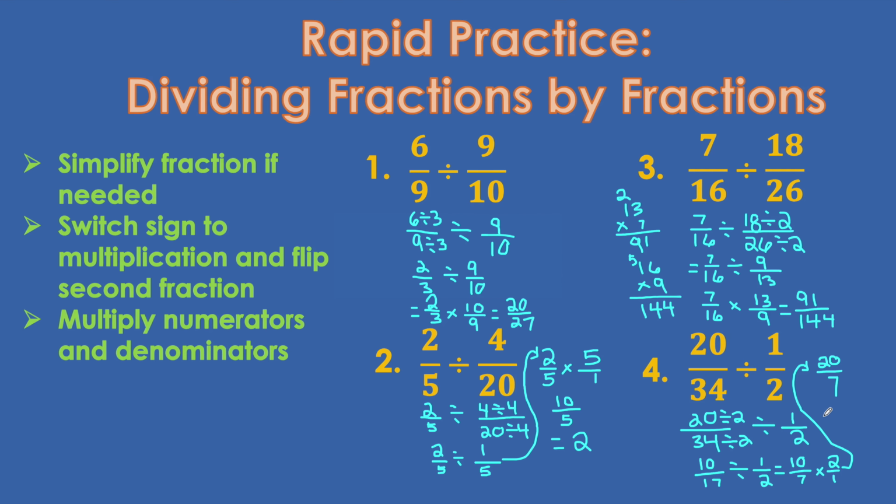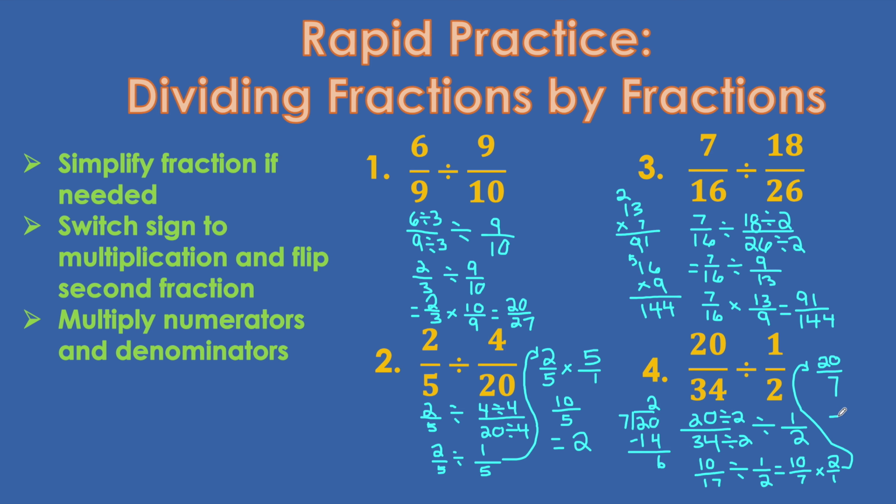To change it into a mixed number, divide the numerator by the denominator. Let's do it over here. 20 goes on the inside, 17 goes on the outside. 17 goes into 20 1 time. Put a subtraction sign and subtract. 20 minus 17 is 3.